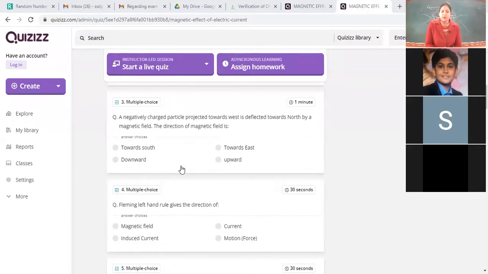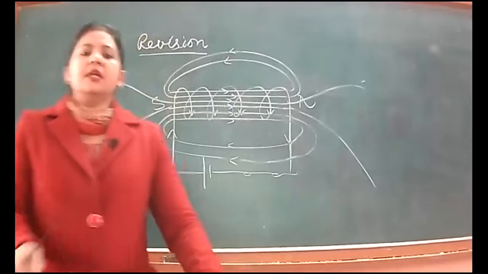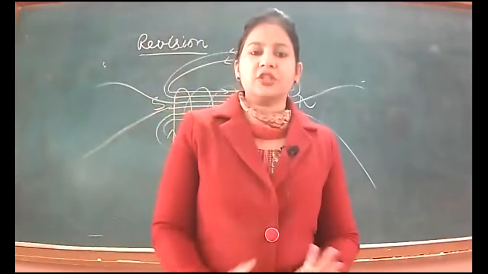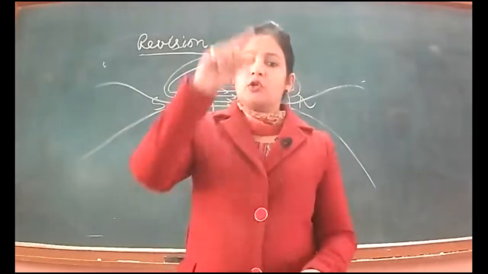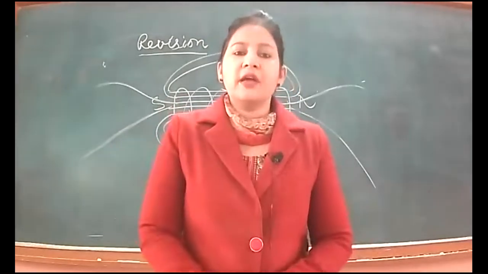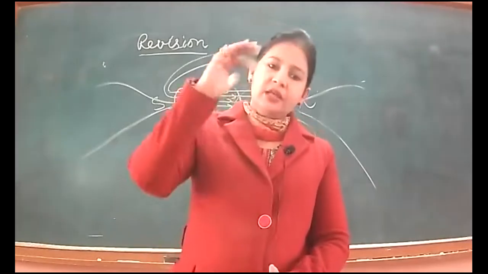A negatively charged particle projected towards west is deflected towards north by a magnetic field. The direction of the magnetic field is towards south, towards east, downward or upward? We have to find the direction of the magnetic field. First thing, we will not predict the answer in the east, west, north, south directions, because these two directions are already covered. The particle is moving towards west and deflected towards north. So the north-south line is done, the east-west line is done. That means your answer will be either outwards or inwards.